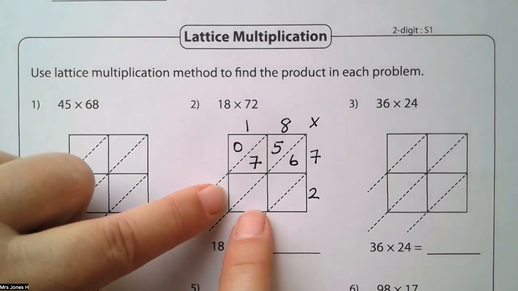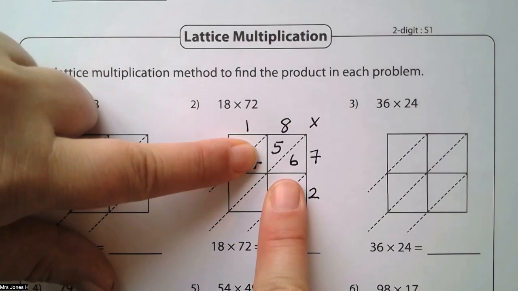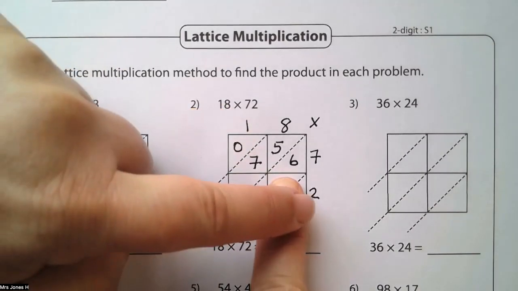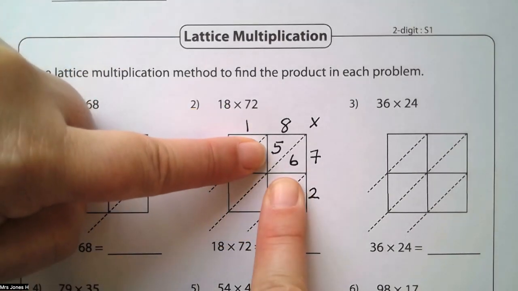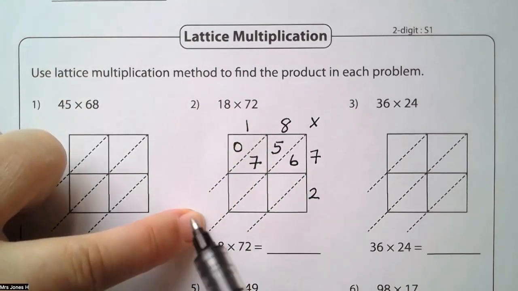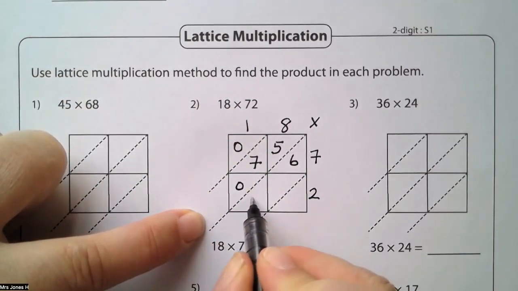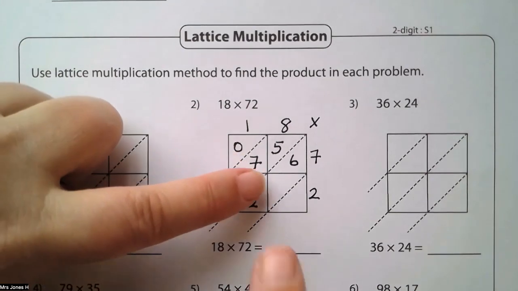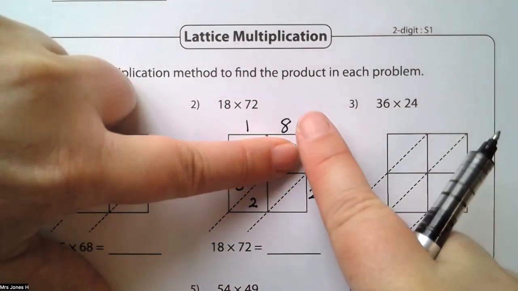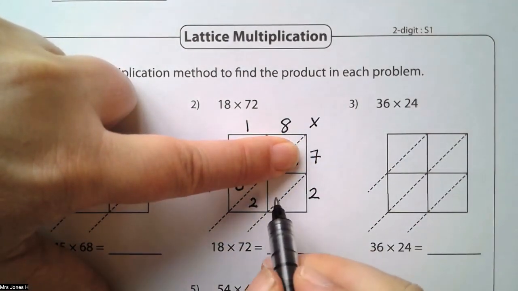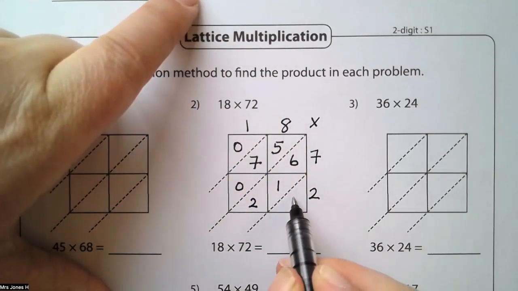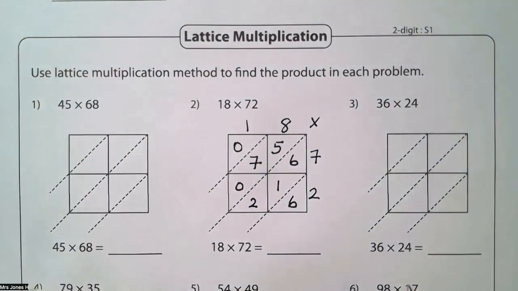1 multiplied by 2. This box here has 1 at the top and it has 2 at the side. So this will be 1 multiplied by 2. There are no 10s and it's just 2. And then finally, this box here has 8 at the top, 2 here. So it is 1 and a 6.